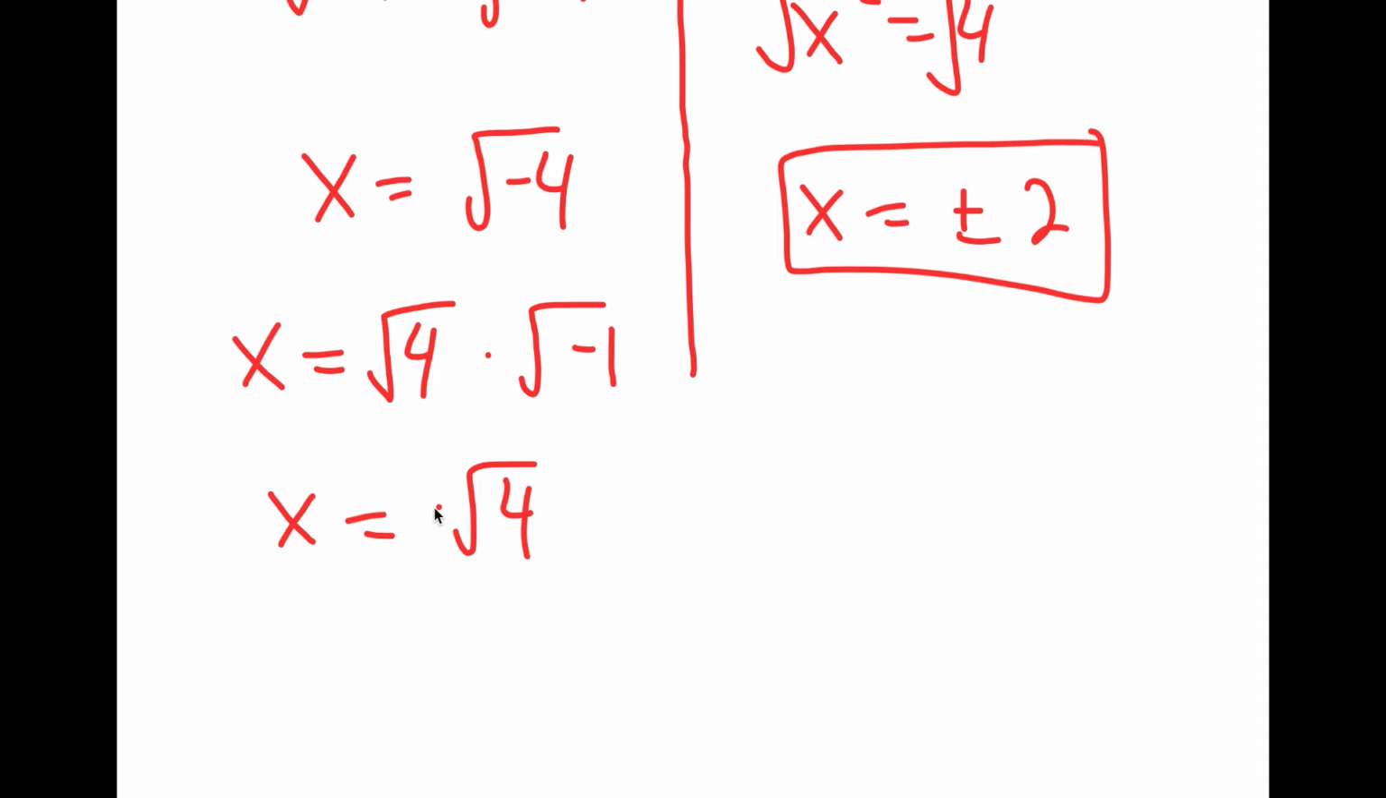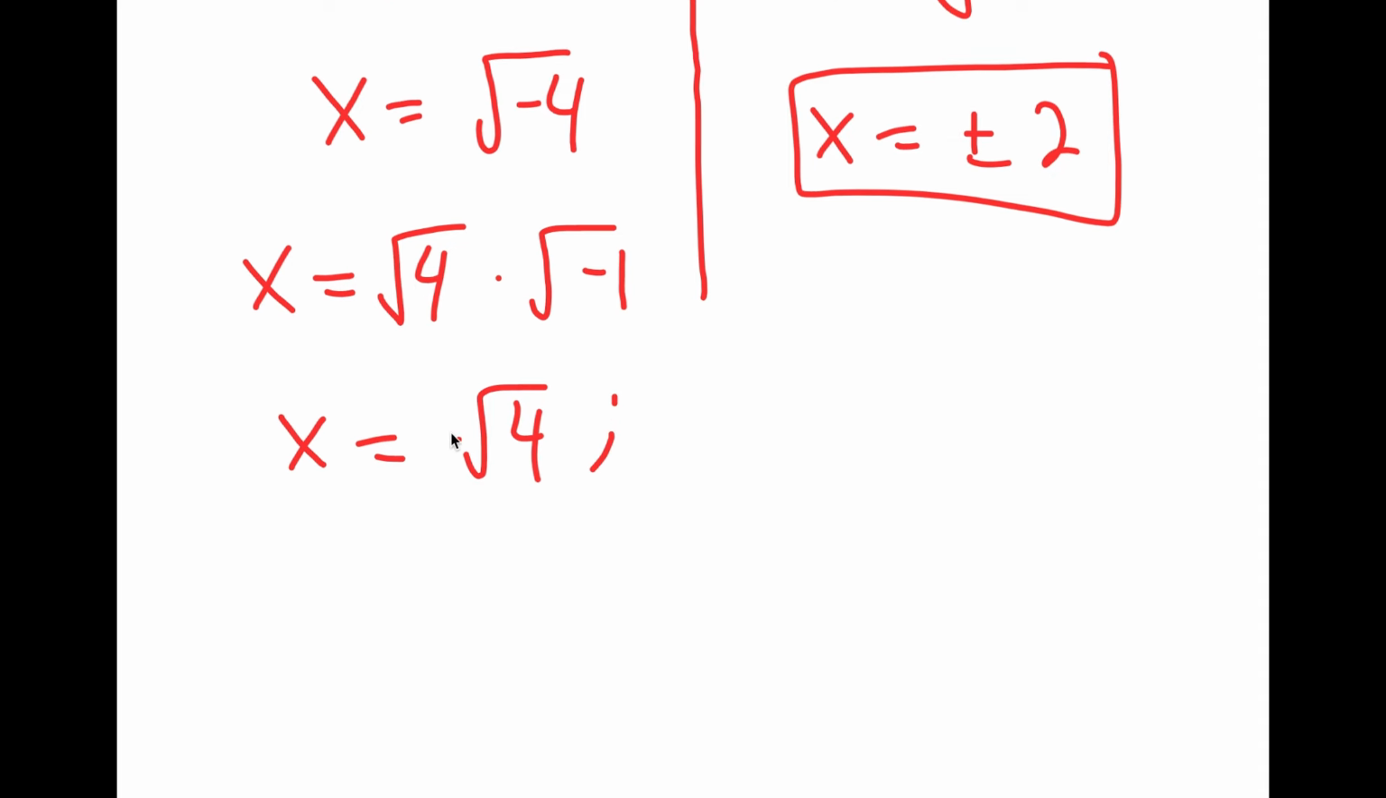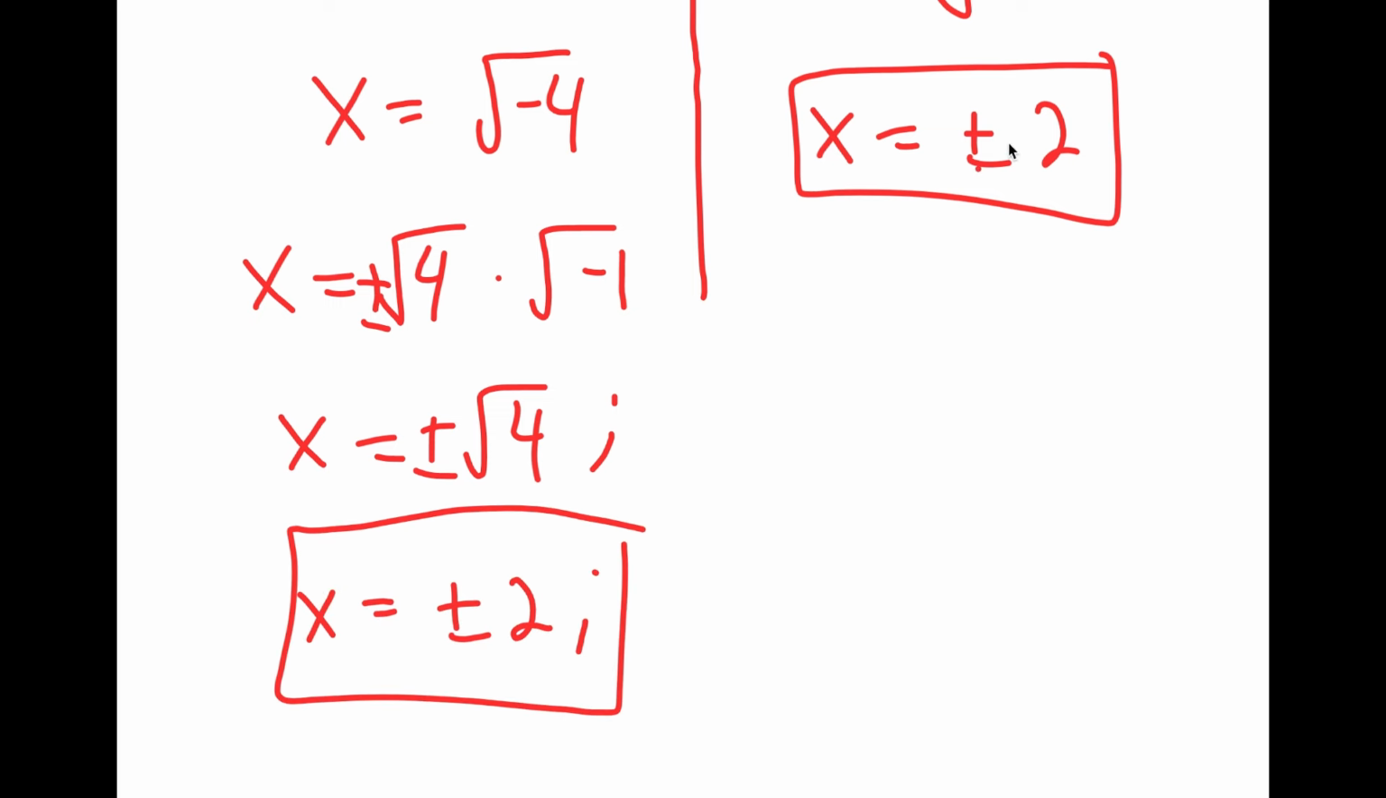So I get the square root of 4 times i, and this is positive or negative, by the way. So I get x is equal to positive or negative 2i. So these are my four solutions.